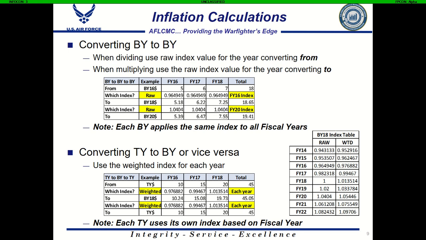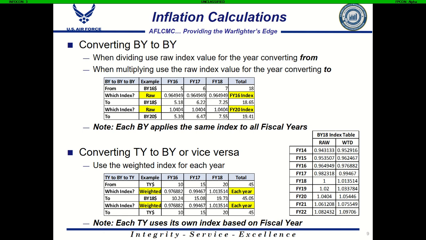You should always be using the most recent table you have available, because the most recent table is the one that's been updated the most. It's got the most current information. So we always want to try to find and use the most relevant and up-to-date tables that we can have. For this example, we're going to be using a base year 18 index table because that's what's given.